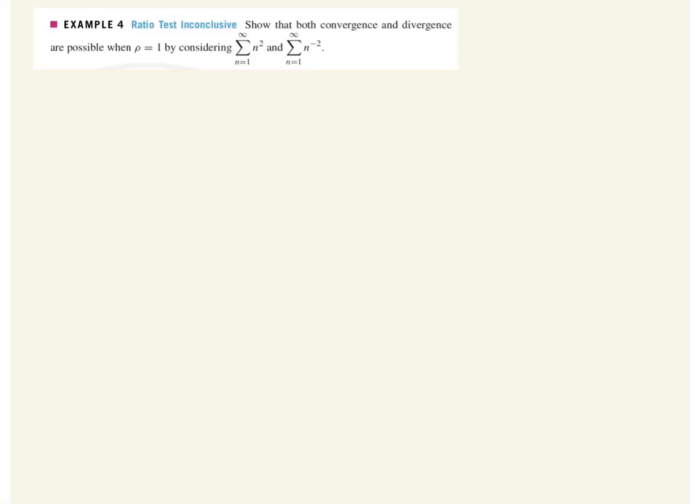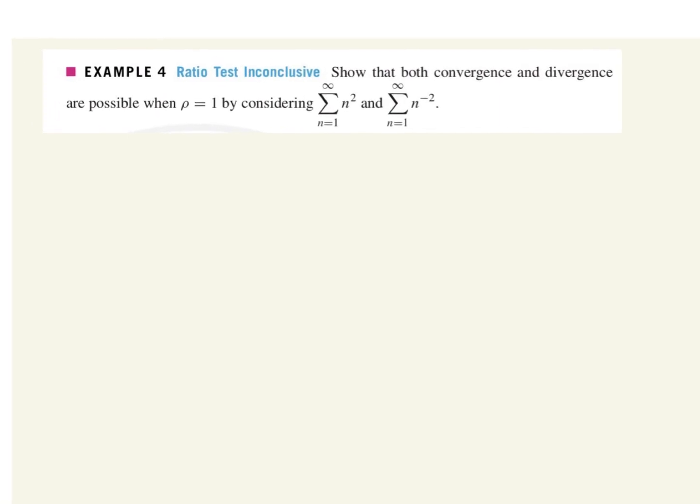All right, so last example, the ratio test. And this is the one that's going to be inconclusive. We're going to show that both convergence and divergence are possible when that limit is equal to 1. And we're going to do so by looking at the series with n squared and the series with n to the negative second. By just looking at the n squared, we know that that's going to diverge. It will not stop at a certain value. And the n to the negative second, we already know that one converges by the p-series. It's greater than 1. So let's take a look at how the ratio test gives us the same result here, but obviously the final answer is different for each of them.